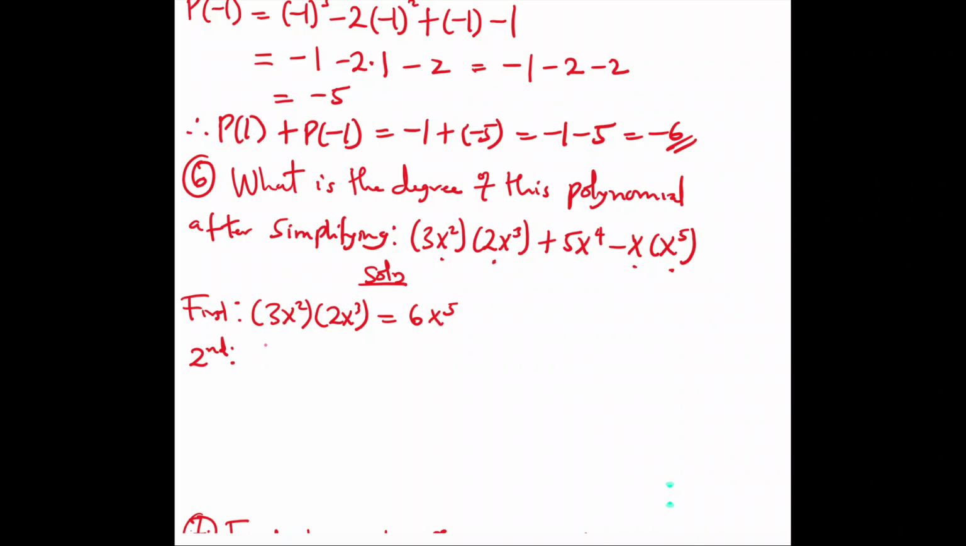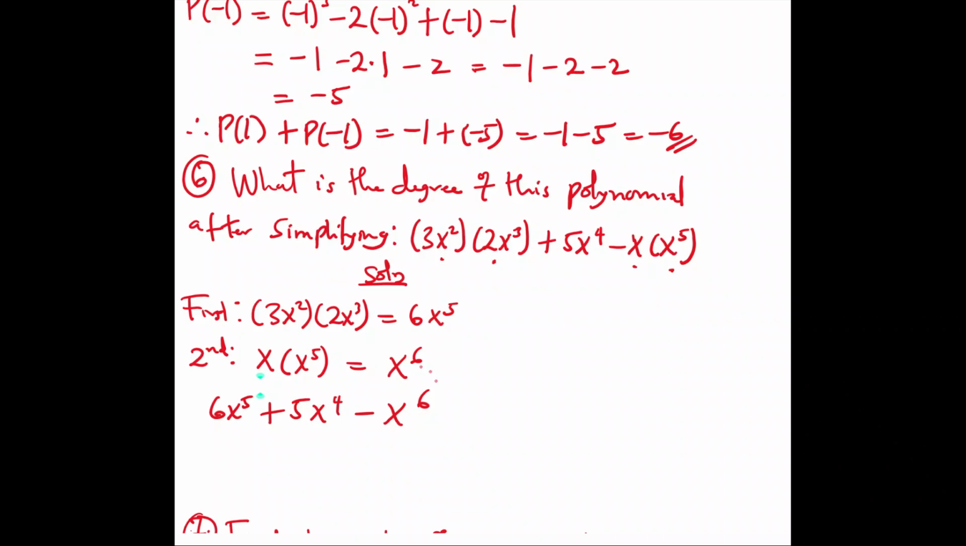And then second we do x times x raised to power 5. X times x raised to power 5 will give us x raised to power 6. Okay, so now let's bring it together. So when we bring it together, we have 6x raised to power 5 plus 5x raised to power 4 minus x raised to power 6.